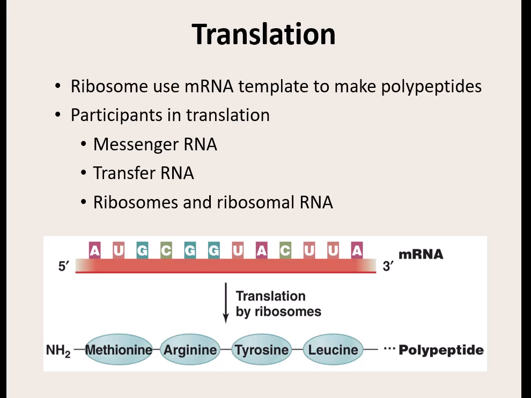When we read messenger RNA, we read it 3 letters at a time. They're called codons. We would read the first 3 letters, AUG, and that would code for this amino acid. The next 3 letters, the CGG, would code for this amino acid. The UAC would code for this amino acid. The UUA would code for this amino acid, and so on. We always read it 3 letters at a time, going from RNA to the amino acid.